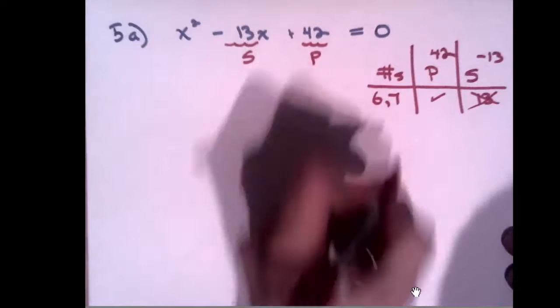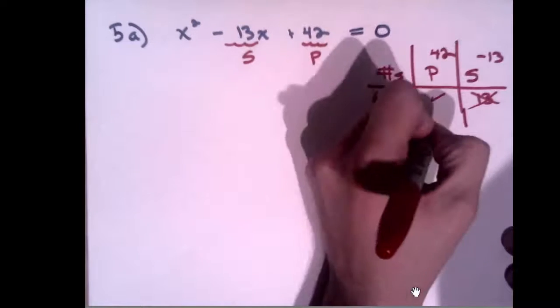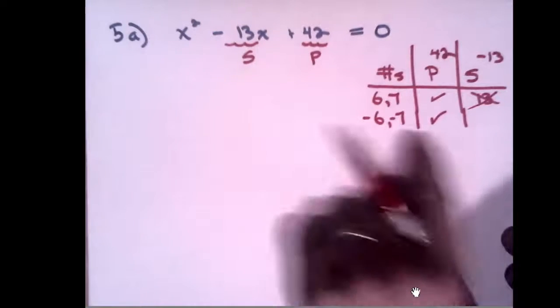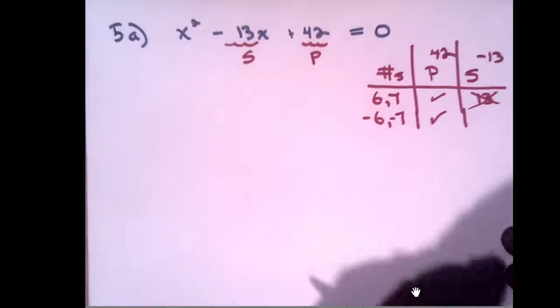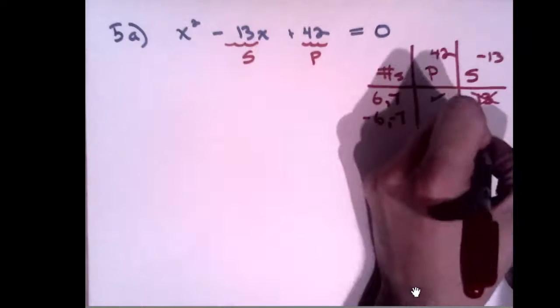So you get smart about this, and you go with minus 6 and minus 7. That gives a product of 42. Minus 6 plus minus 7 will end up being minus 13, and those are your numbers.